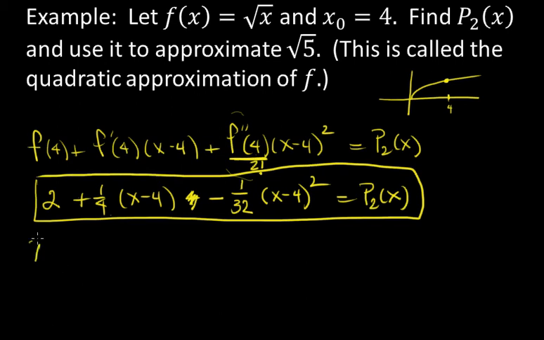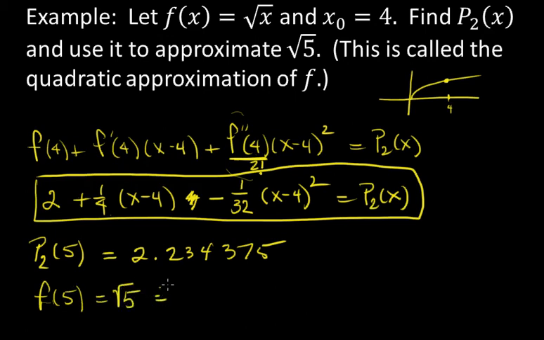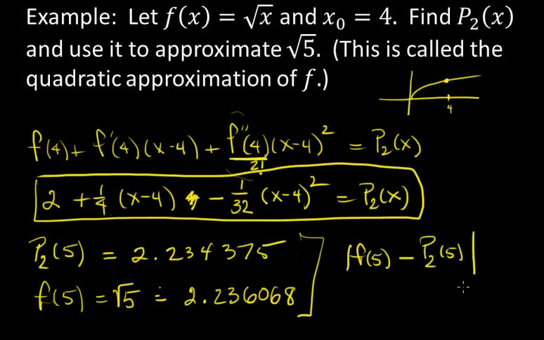That is our second degree Taylor polynomial, and you can check if I try to estimate the square root of 5 using the second degree Taylor polynomial, plugging it into my calculator, I get 2.234375. Now if I take f of 5, which of course is the square root of 5, and put that in my calculator, we get an approximation, but it's 2.236068. So you see that the approximation is very good. In fact, the error is always calculated as the absolute value of f of 5 minus P2 of 5. That's the actual error, so you just subtract, and it is 0.001693.